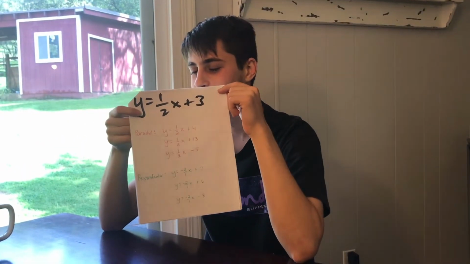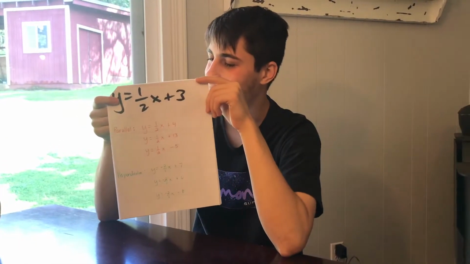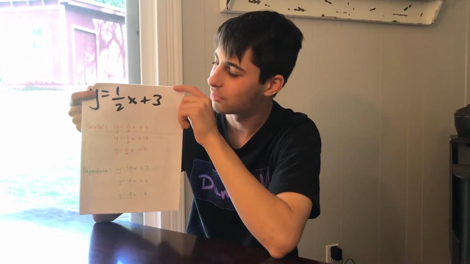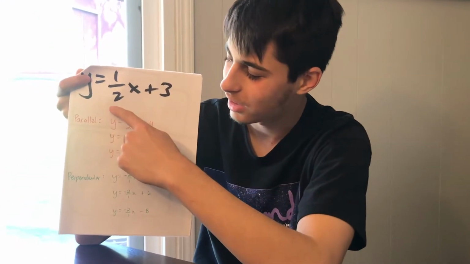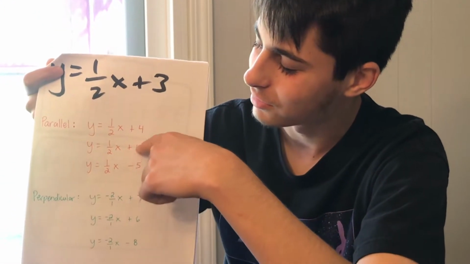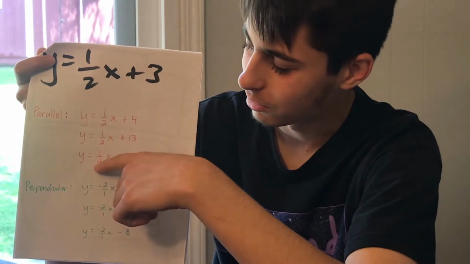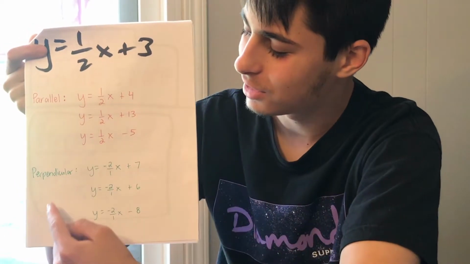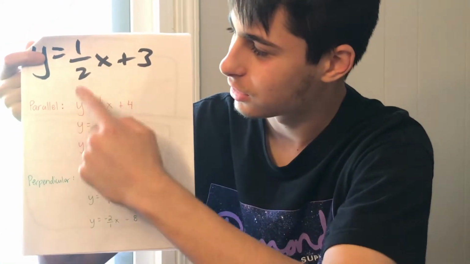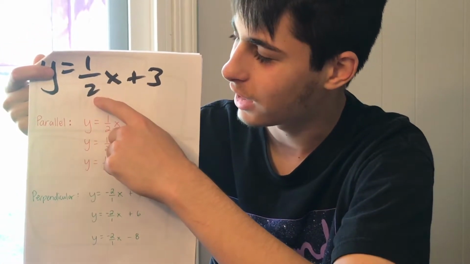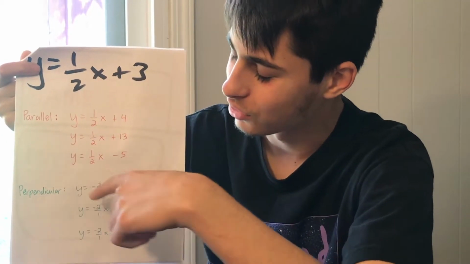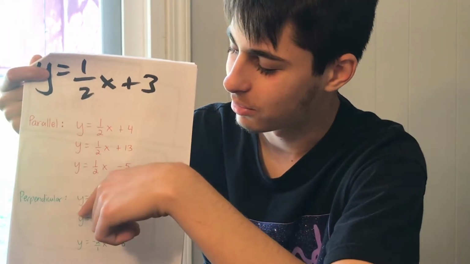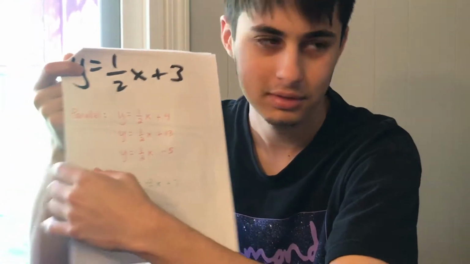we have an equation, which is right there. In order to see if the lines are parallel, they must have the same slope, which is 1/2. So although these lines have different y-intercepts, they're all parallel because they all have 1/2 as their slope. But if you want to find a perpendicular line, you take the slope, flip the fraction, and then flip the sign. So it would be 2 over 1 and then make it negative. And if it is negative, you make it positive, so it's just flipped around.